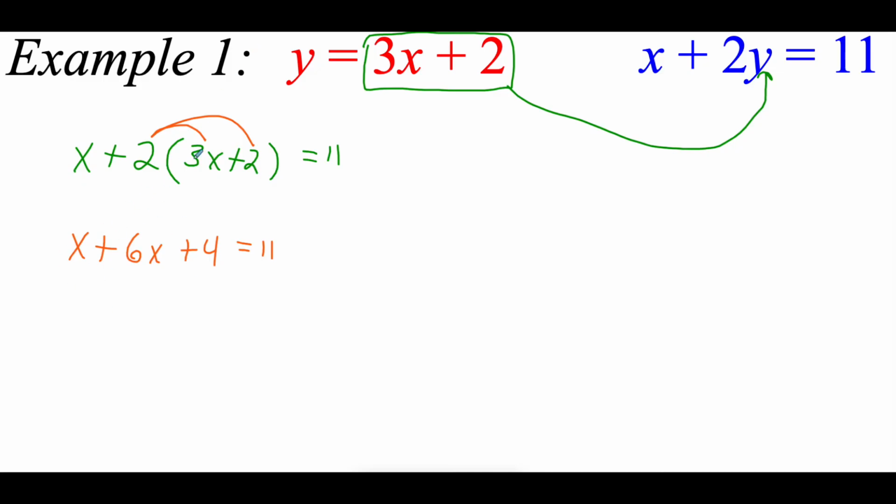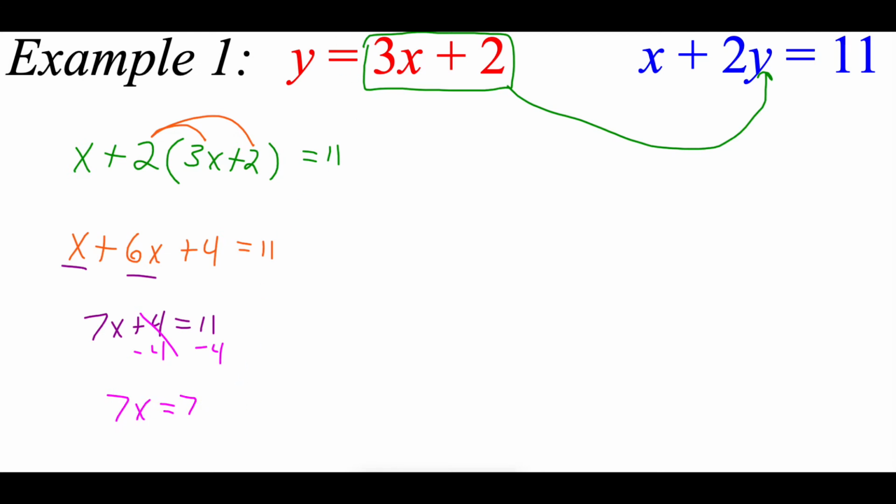Now we're going to solve to get x in here, and I see that we have a couple of x's on the left-hand side. So those are like terms that we're going to be able to combine. So if we take x and we add 6 more x's, then we've got 7x plus 4 equals 11. We want to solve to get x alone, so I'm looking at that plus 4. I'm going to subtract 4 on each side of the equation, so that should leave us with 7x equals 7.